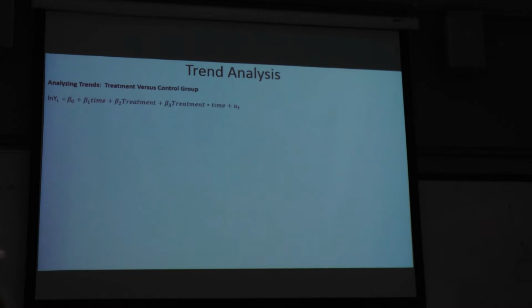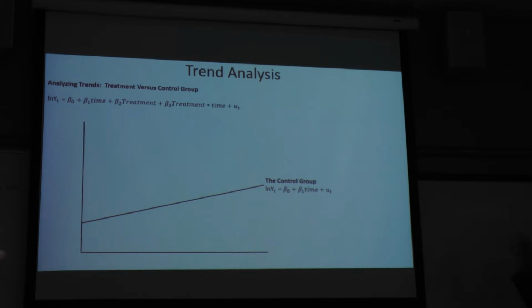All right, what's next? It's the same model we had up a minute ago. And what is this? This is our control group. And we start with the control group because it's easy. We zero out the treatment variable. For the control group, treatment equals 0, and beta 3 goes away, and beta 2 goes away. Everything goes away, and we're left with the growth rate of the control.